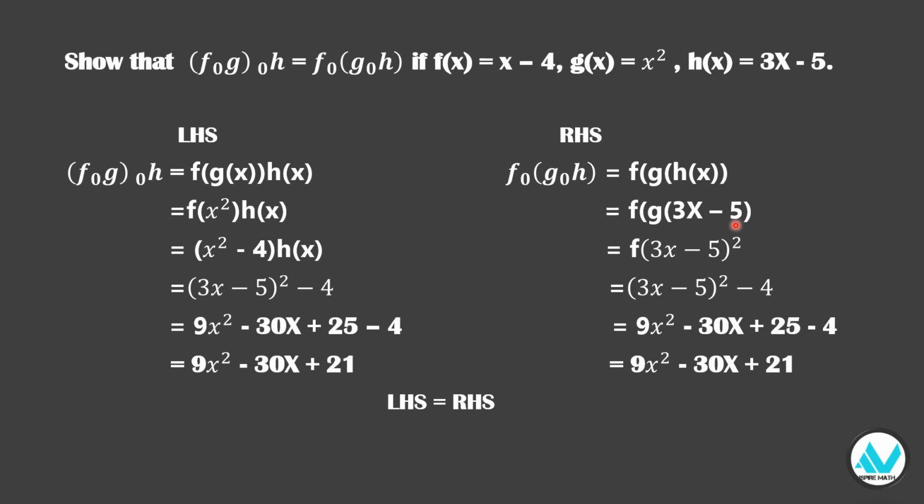Now we know that f of x is nothing but x minus 4. So in place of x, I'm going to put 3x minus 5 the whole square. So 3x minus 5 the whole square minus 4. Now use the identity a minus b the whole square. So a square minus 2ab plus b square minus 4. Now final step gives me 9x square minus 30x plus 21, where LHS equal to RHS.